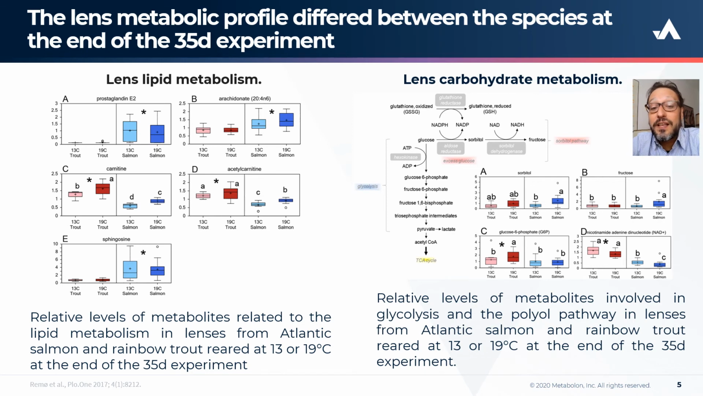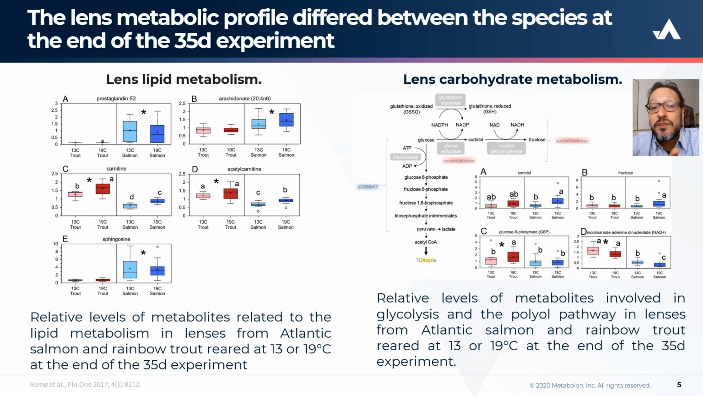Now, the Atlantic salmon lenses also had a higher level of non-esterified arachidonic acid and prostaglandin E2 compared to the rainbow trout. This may be a result of the more severe damage to the Atlantic lenses, resulting in a release in ARA from the cell membranes and thus a higher production of prostaglandin E.